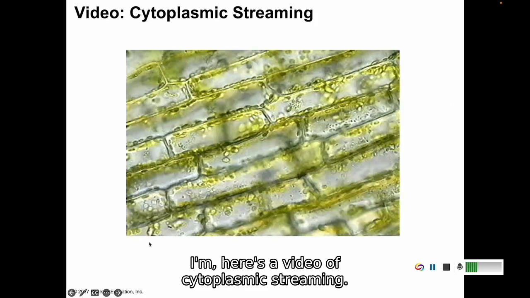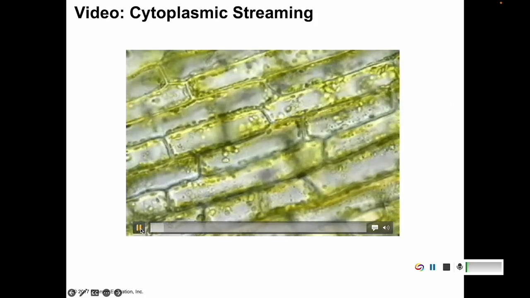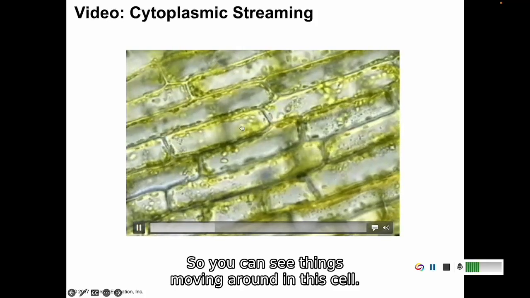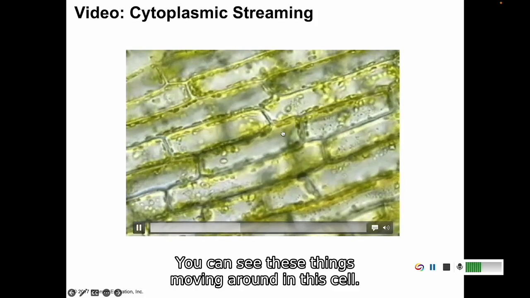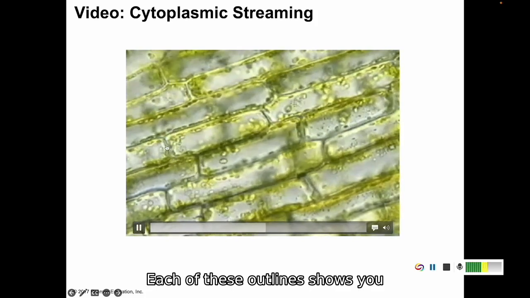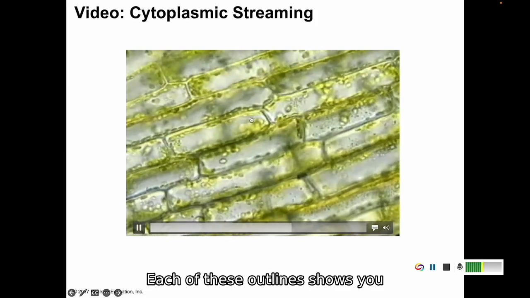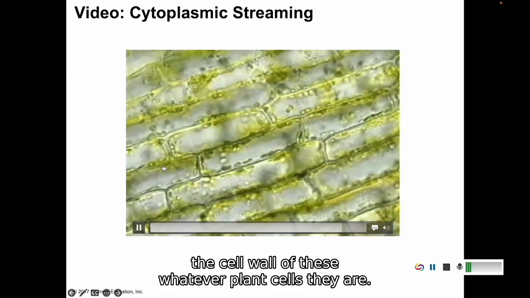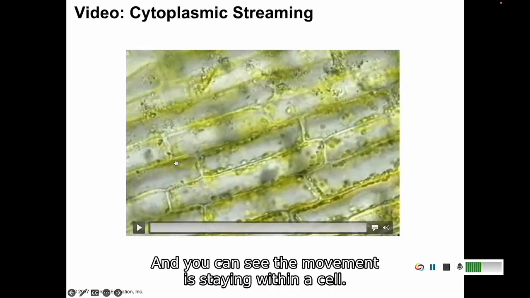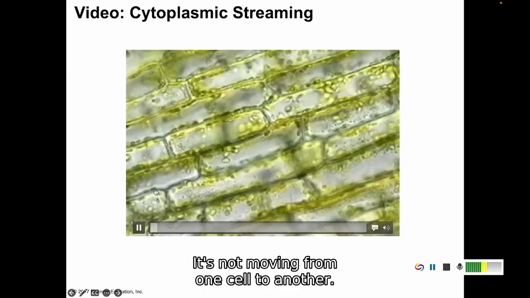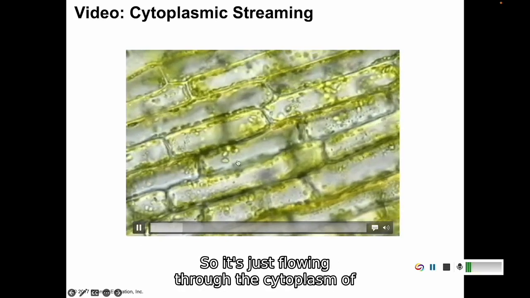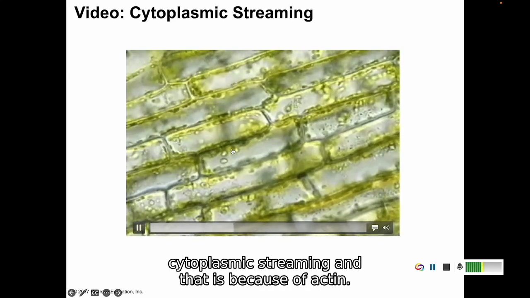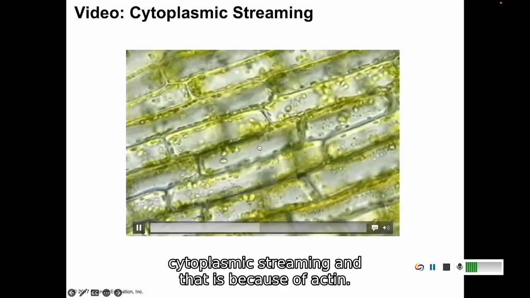Here's a video of cytoplasmic streaming. So you can see things moving around in this cell. Each of these outlines shows you the cell wall of these, whatever plant cells they are. And you can see the movement is staying within a cell. It's not moving from one cell to another. So it's just flowing through the cytoplasm of one cell. That is called cytoplasmic streaming, and that is because of actin.